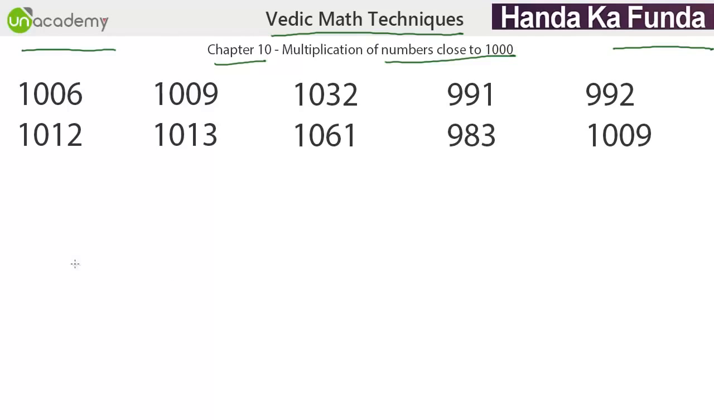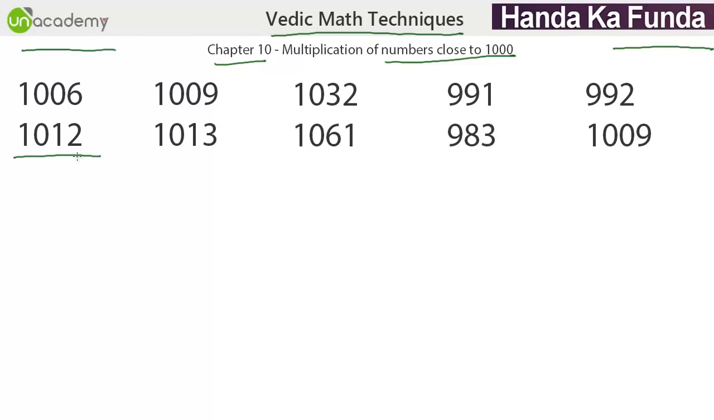So now, how do we actually do this? How do we actually multiply these long, big numbers? Well, the idea is actually very simple. And I would suggest that you look at chapter number 9 in the series, the previous video, where we had multiplied numbers close to 100. Very similar pattern is followed here as well.